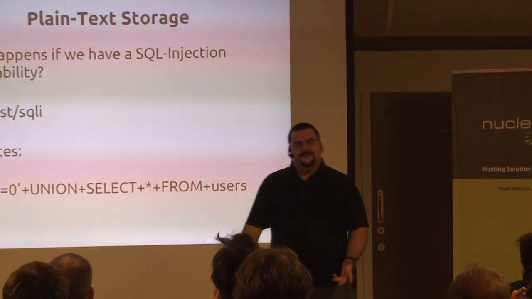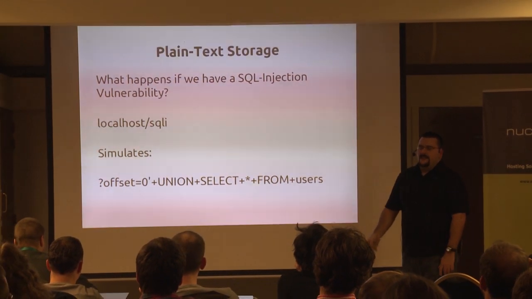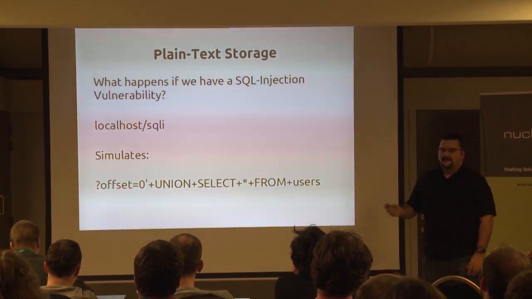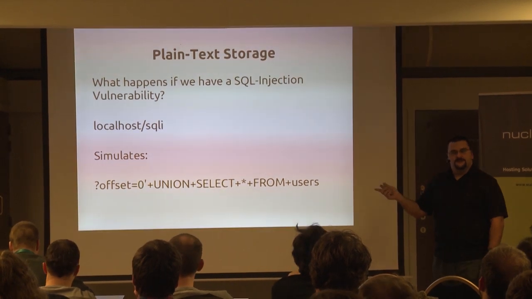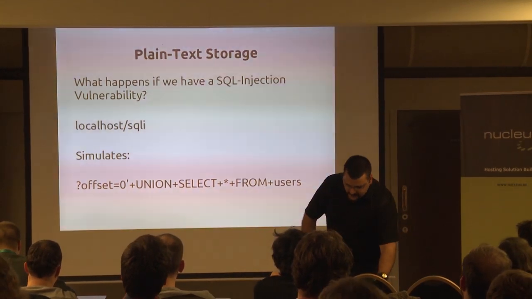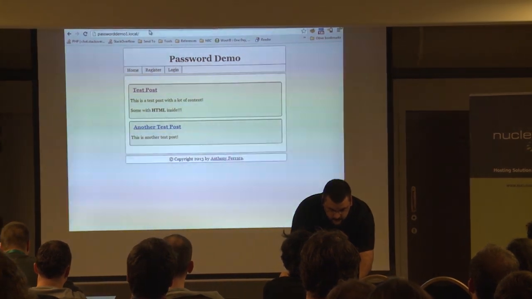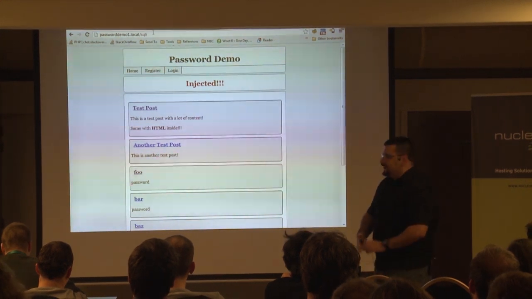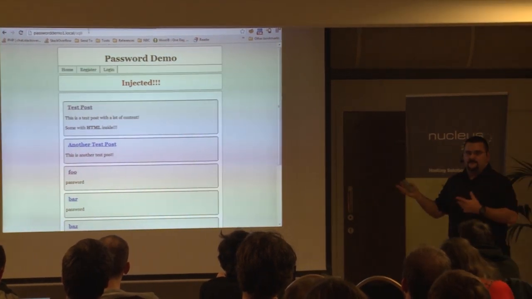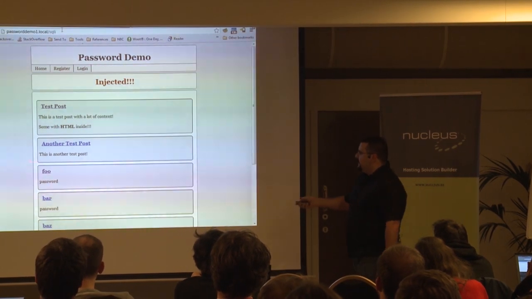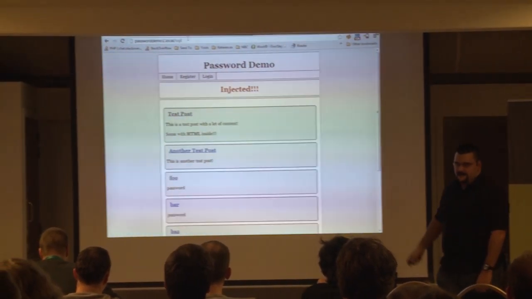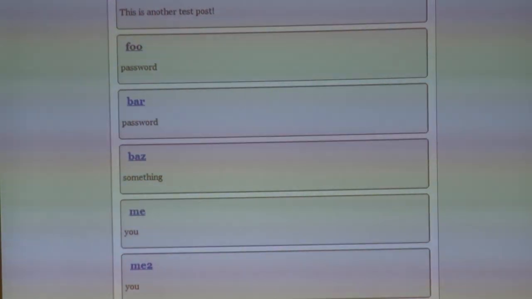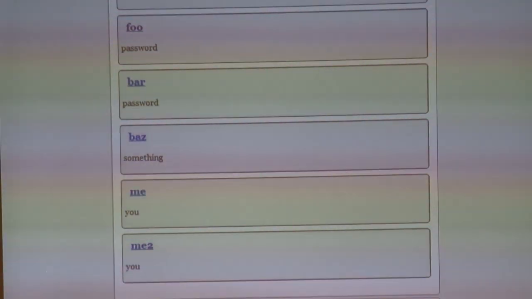What happens if we have an SQL injection vulnerability? As part of this bad web app, I have a simulated SQL injection vulnerability that simulates select star from users. I can show you what that looks like here. I just put a little bit of flair in to let you know it's different from the main page. We have our two posts, and then we have user one, user two, and their plain text passwords. This is extremely bad because every single user on your system is immediately exposed to any attacker.